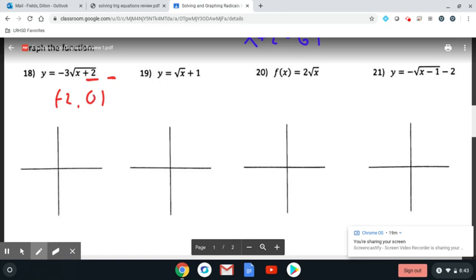So what that means is we start at -2, 0. So I'm going to go to the left 2, and that's going to be my 1 point. Now, after I have that 1 point, I want to use the value in front of my radical as slope. So if I look out in front, I see a -3.